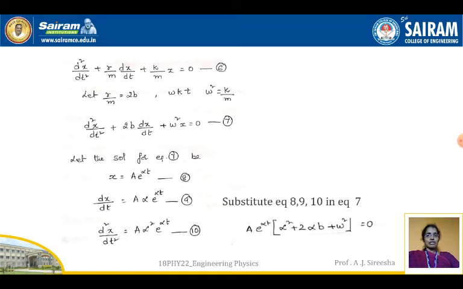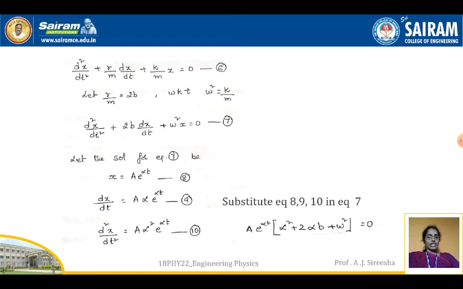That means substituting the value of r/m as 2b and omega square is equal to k/m, we are getting a second order differential equation as equation 7. Let the solution for equation 7 be x is equal to a e to the power of alpha t. Differentiating this equation with respect to time, dx/dt is equal to a alpha e to the power of alpha t. Differentiating again, we get d²x/dt² is equal to a alpha square e to the power of alpha t. So here we have equation 8, equation 9 and equation 10.